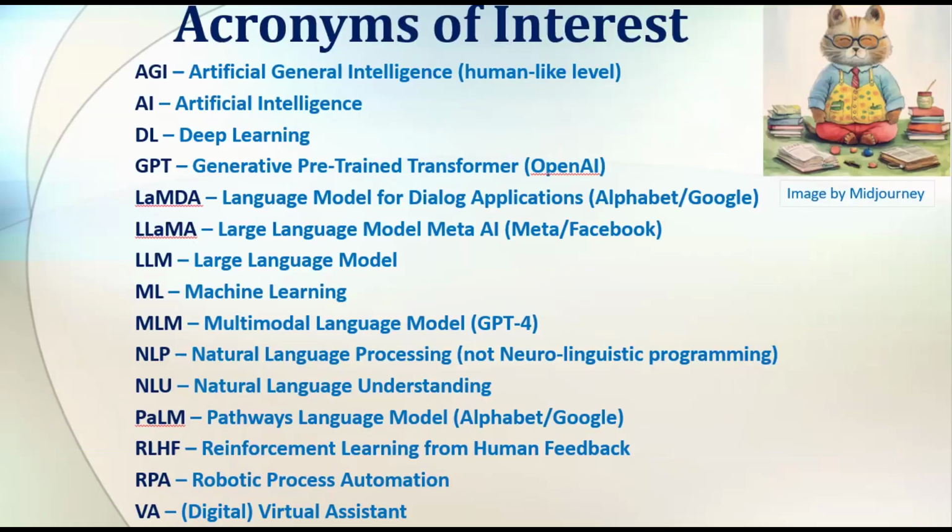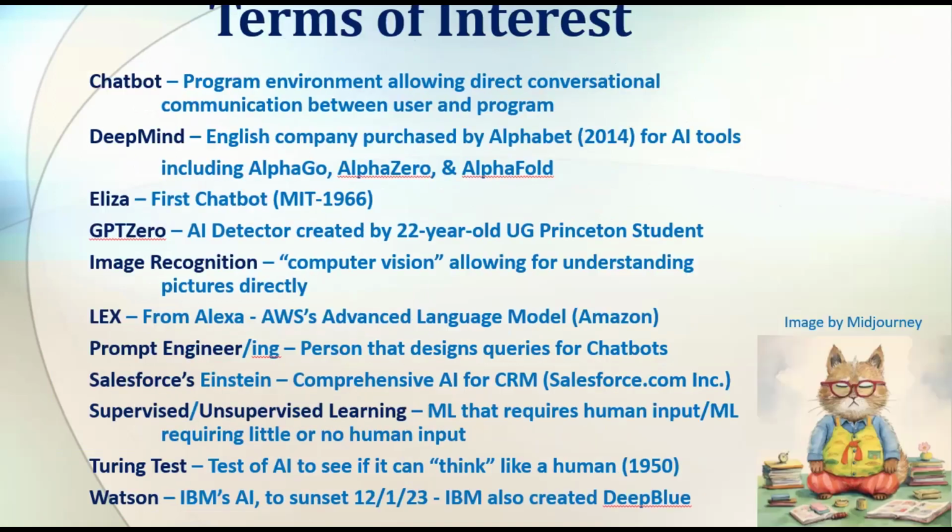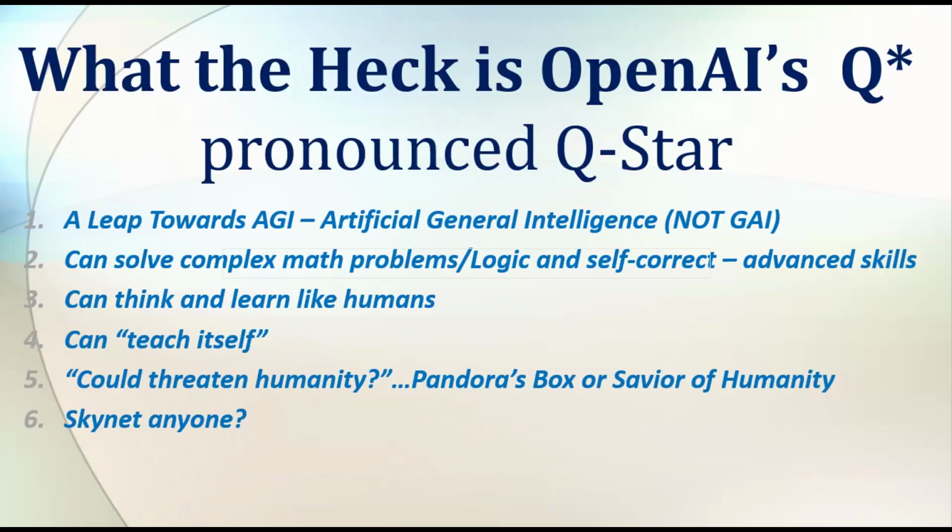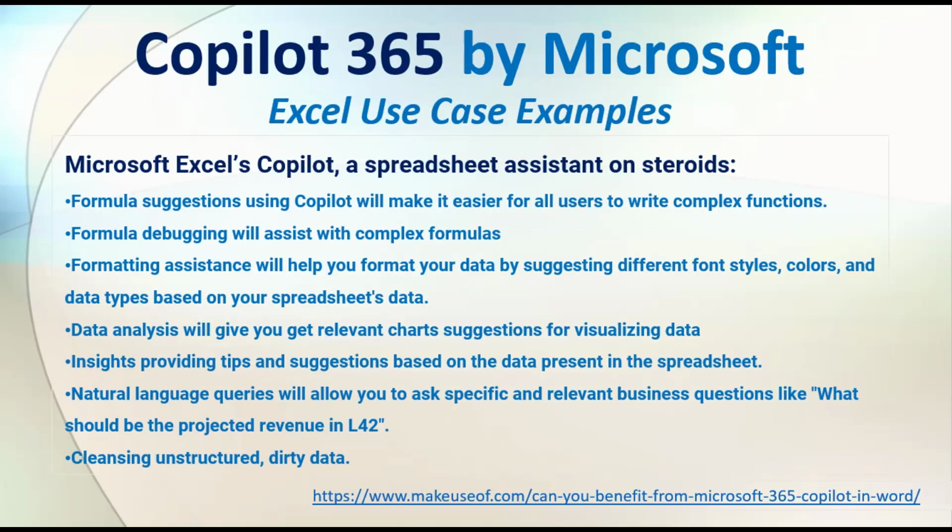But a couple other tidbits, acronyms and terms of interest that might be of use to you. Q-Star: at OpenAI, there was a big debacle when Sam Altman was fired and then reinstated, and they said Q-Star might have been one of the reasons. There were some other reasons, but we can talk about that someday if you want.